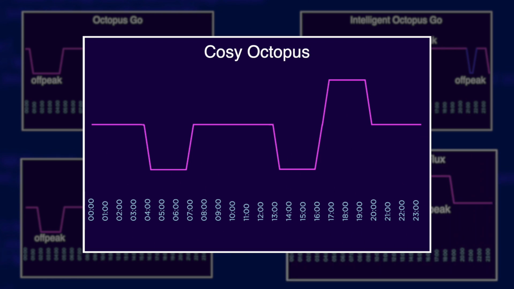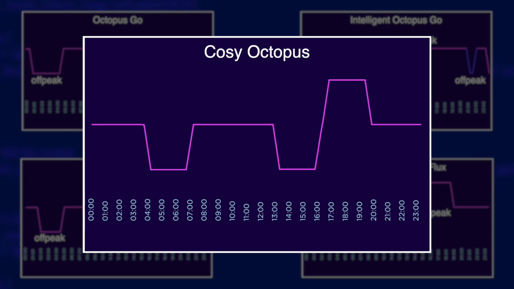And finally, Cosy Octopus, which is intended for heat pump owners. This tariff has 2 off-peak periods, one between 4 AM and 7 AM and another between 1 PM and 4 PM. There's also a peak rate from 4 PM to 7 PM, and the rest of the day is charged at a standard rate.